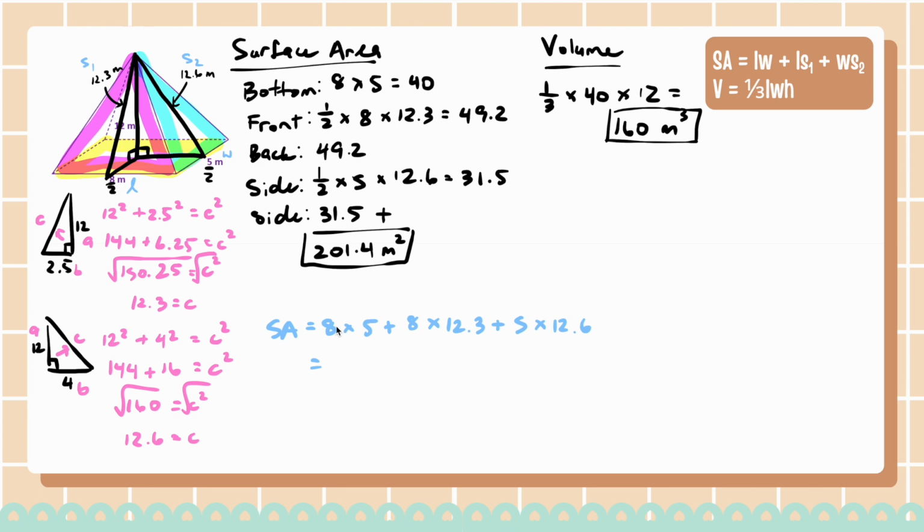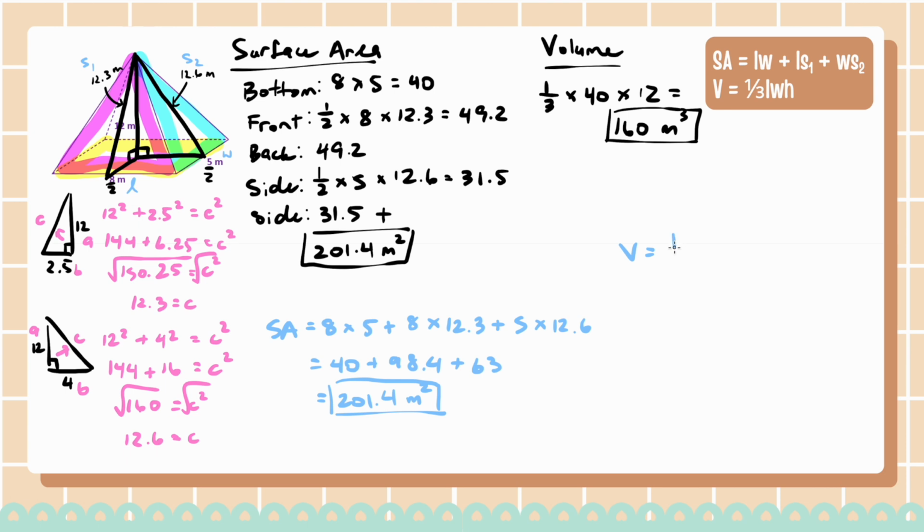Let's simplify. 8 times 5 is going to get me 40. Plus 8 times 12.3 is going to get me 98.4. Plus 5 times 12.6 is going to get me 63. Adding all of these together is again going to get me 201.4 meters squared. And that's the surface area.